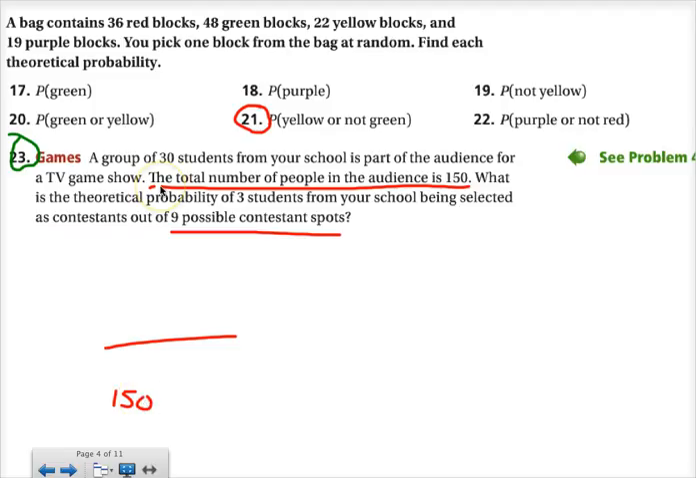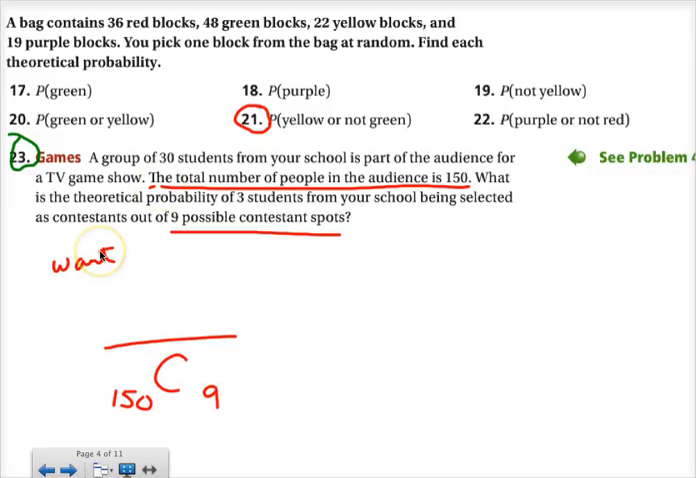Well, if you're going to be a contestant on a game show, you don't care if you're the first person chosen or the 9th person chosen. Obviously, you'll get a little worked up and a little anxious waiting, but you don't care. You just want to make it on stage. So that means that's a combination. Order does not matter.